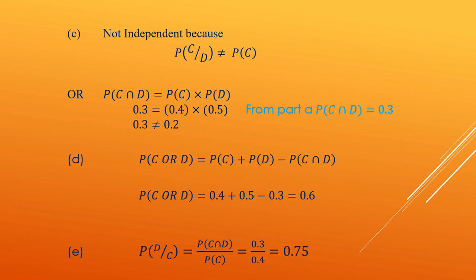In our last part, to find the probability of D given C, it equals probability of C intersection D divided by the probability of C. Probability of C intersection D is 0.3 from part A and probability of C is 0.4. The final answer is 0.75.